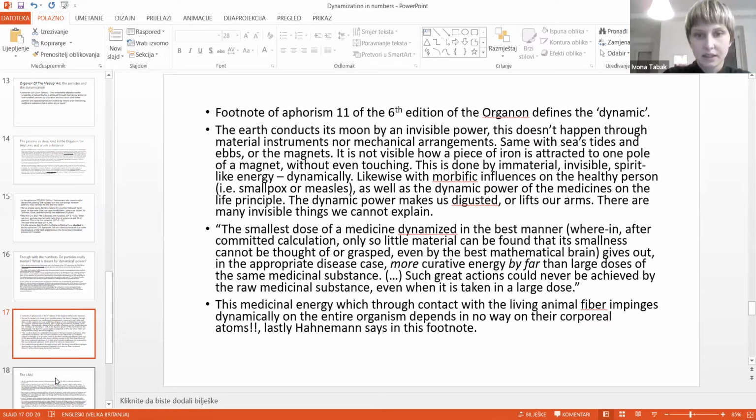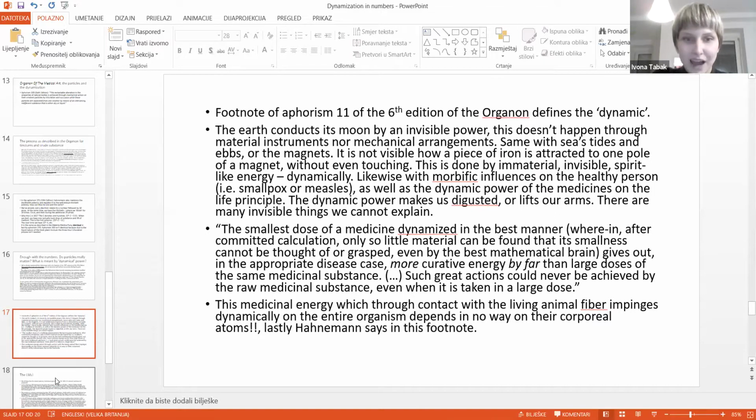So he also says the dynamic power makes us disgusted by seeing something disgusting. There's no emetic in our stomach, it's just the sight itself. Yeah, watching people barf can help people barf. Yep. So, what does he say next? The smallest dose of a medicine dynamized in the best matter. Oh, I love this part.